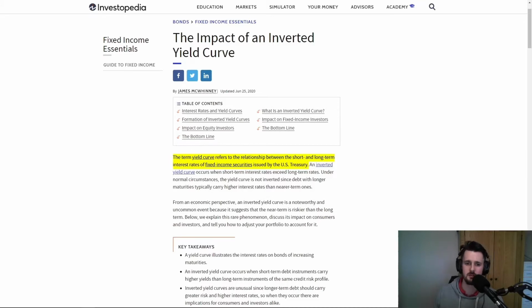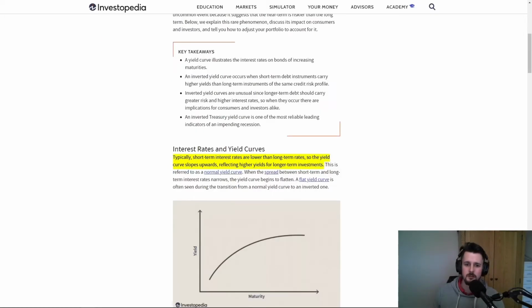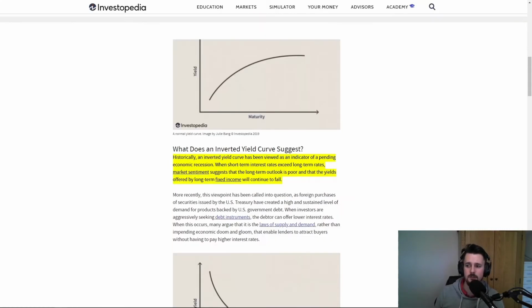And this brings us to the idea of the yield curve. The term yield curve refers to the relationship between short and long-term interest rates of fixed income securities issued by the US Treasury. Typically, short-term interest rates are lower than long-term interest rates, so the yield curve slopes upwards, reflecting higher yields for longer-term investments.